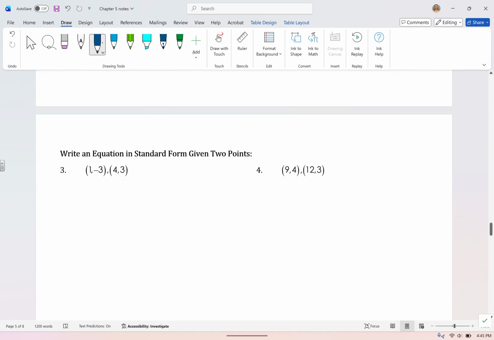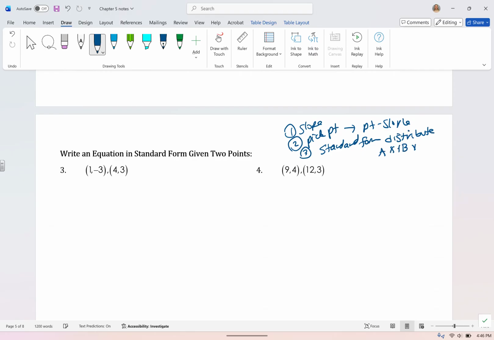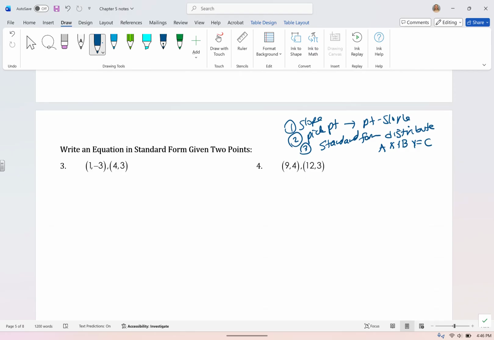Now what we're going to do is, step 1, find the slope. Step 2, pick a point and then put it into point slope formula. And then we're going to solve for standard form. You can say we're going to put it into slope intercept and then standard form, but basically you have to get it into standard form, which means distribute, and then put it in ax plus by equals c. So let's start by doing the slope.